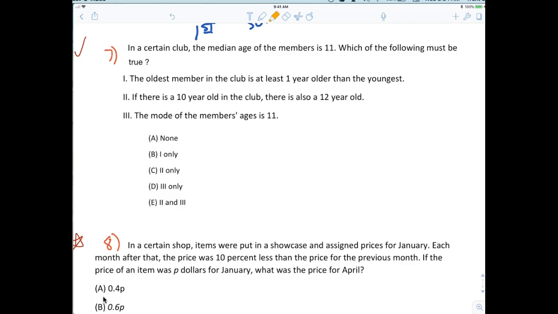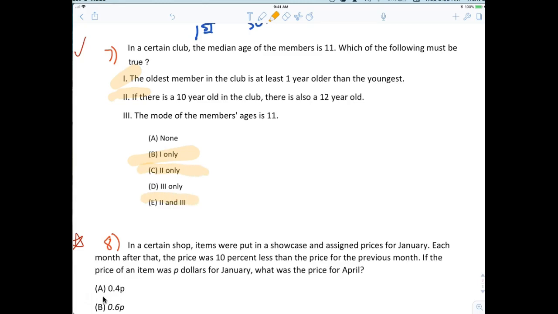So because there aren't any restrictions, those are the types of things you have to think about. Does everybody agree? One does not have to be true, right? So if one is not true, I'm crossing out anything with a one. If there is a 10-year-old in the club, there's also a 12-year-old. I don't think so. That doesn't have to be true. Does everybody agree with that? Right? Doesn't say any restrictions. So I know the answer is not two. So again, crossing out 2, crossing out E.